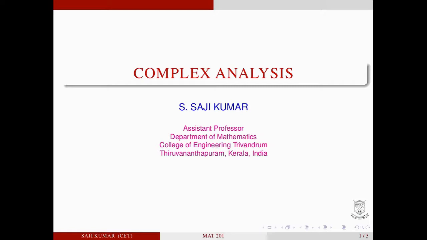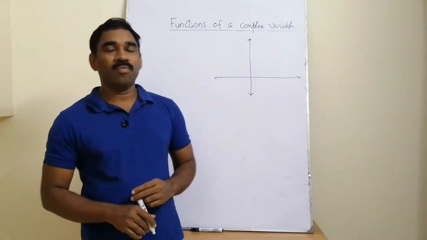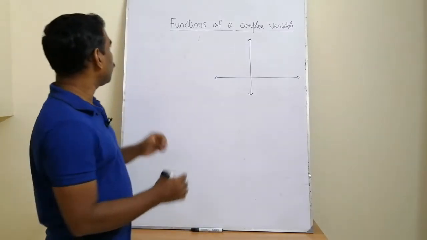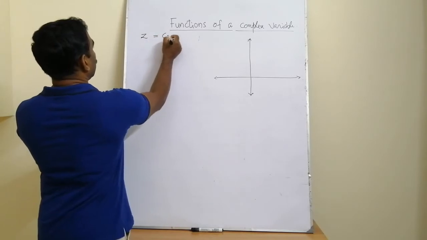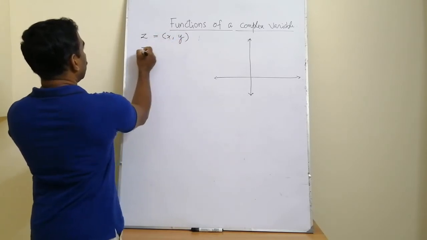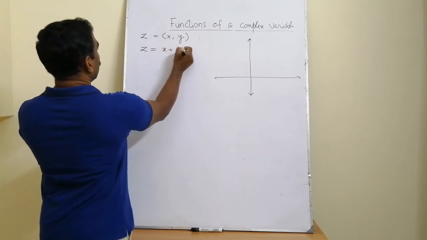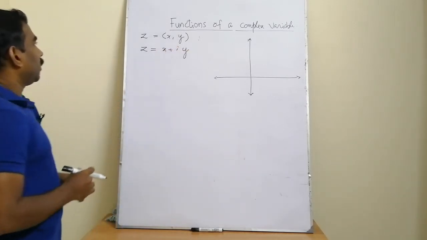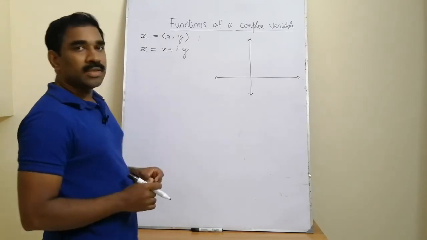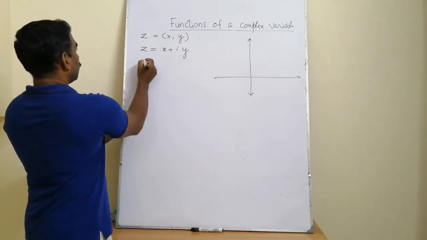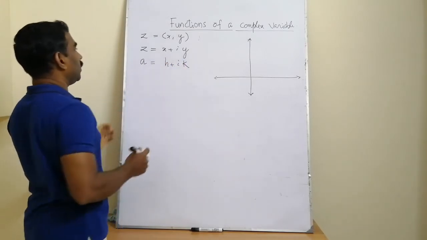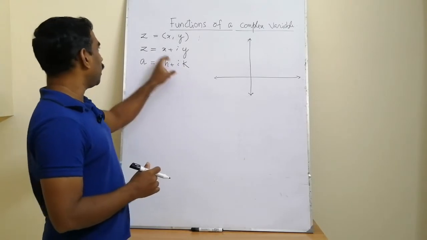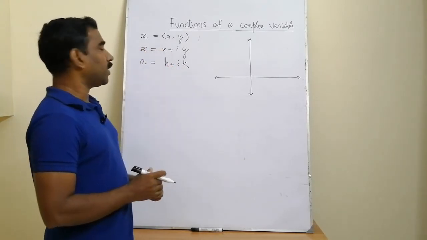Let us start with defining neighborhood of a point. We have already defined a complex number as a point in the xy plane, and we use the notation z for a variable complex number. It is the ordered pair (x, y), or in representation, z is equal to x plus iy. And suppose we are considering another fixed complex number, say a. Suppose this a has real part h and imaginary part k. So that is the fixed complex number a is equal to h plus ik, and a variable complex number z is equal to x plus iy.